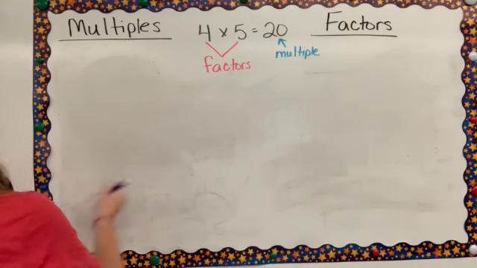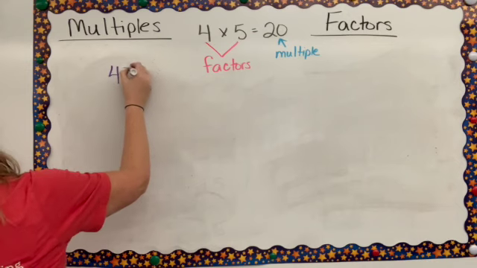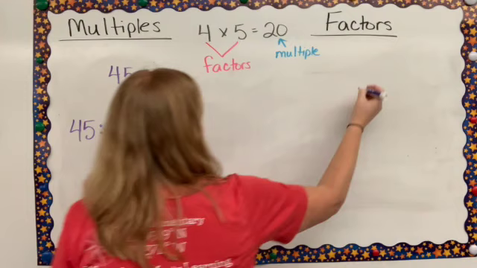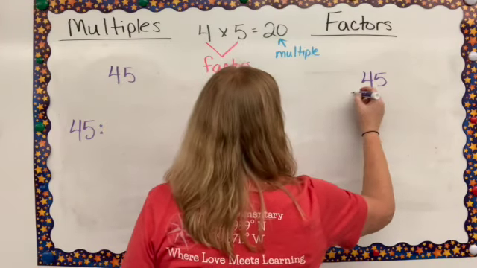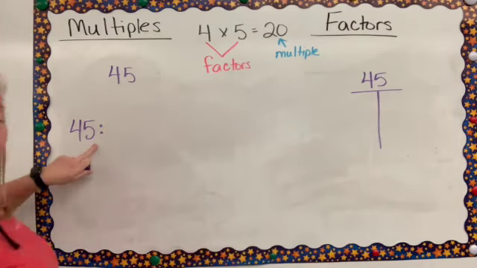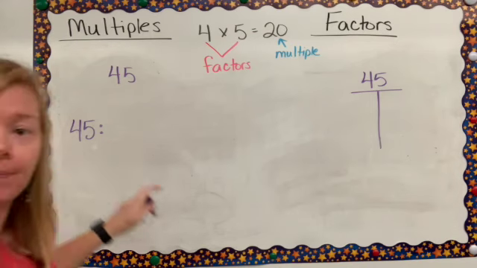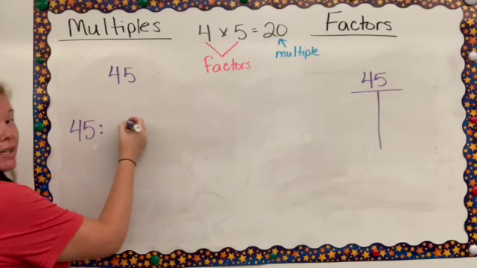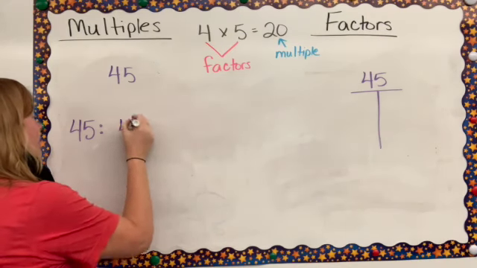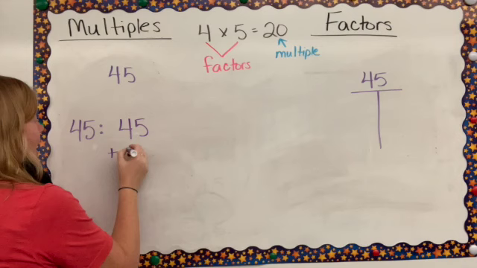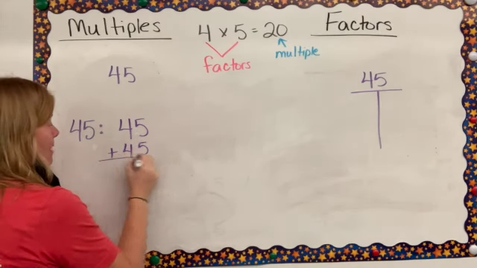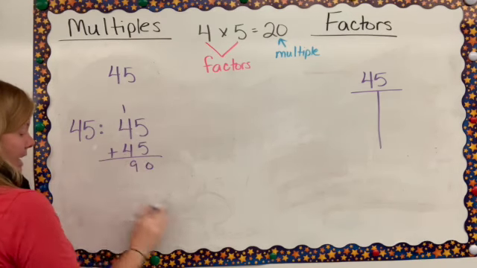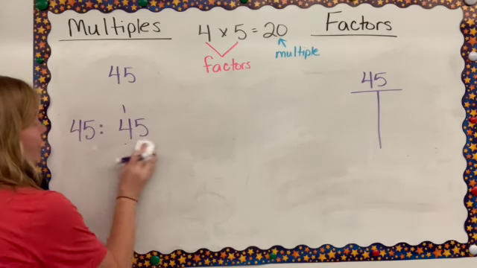All right, last one, 45. Let's do the multiples of 45. And we're going to do the factors of 45. Multiples of 45. First one is always going to be, yes, 45. I'm going to add another 45 to it to see what my second multiple is. That's a 10, 8, and 9. My next multiple is 90.